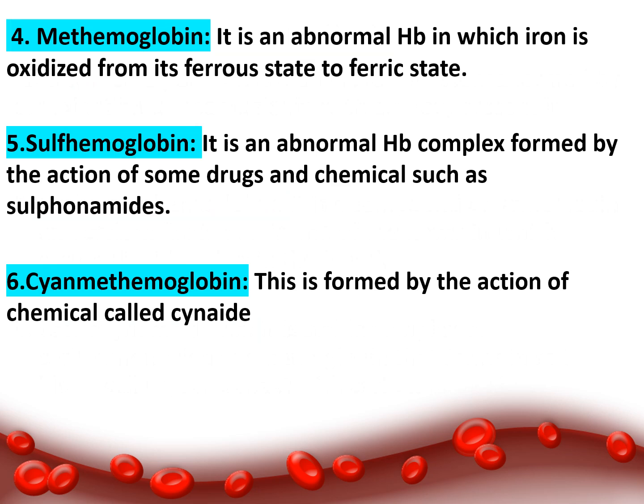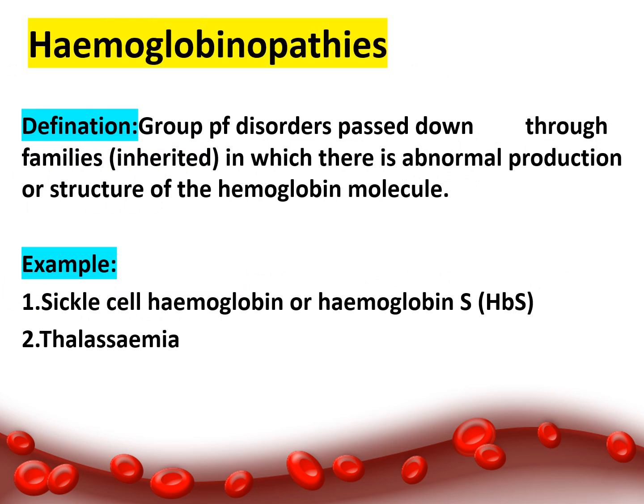Fourth, methemoglobin. It is an abnormal hemoglobin in which iron is oxidized from its ferrous state to ferric state, that is Fe2+ to Fe3+ state. Okay. Fifth, sulfhemoglobin. It is an abnormal hemoglobin complex formed by the action of some drugs and chemicals such as sulfonamides. Okay. And last, sixth, cyanmethemoglobin. This is formed by the action of a chemical called cyanide. What is a hemoglobinopathy? They are a group of disorders which are passed down through families, meaning they are inherited, in which there is an abnormal production or abnormal structure of the hemoglobin molecule, for example sickle cell hemoglobin and thalassemia.